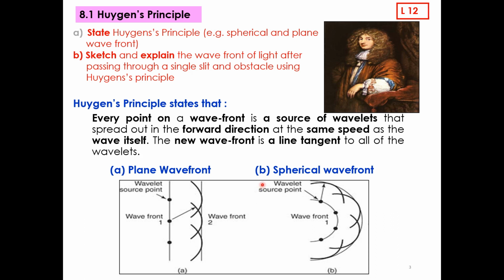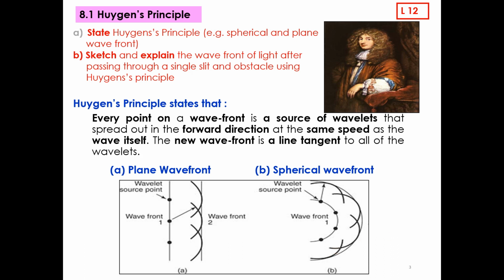For B we have the spherical wavefront. Every point on this wavefront is a source for a new wavelet. The second point is a source of the second wavelet, and the third point is the source for another new wavelet. After we join the tangent of these wavelets, we get the new wavefront.